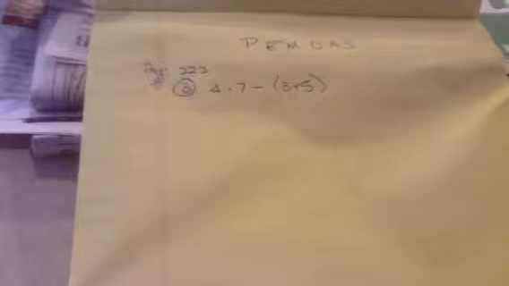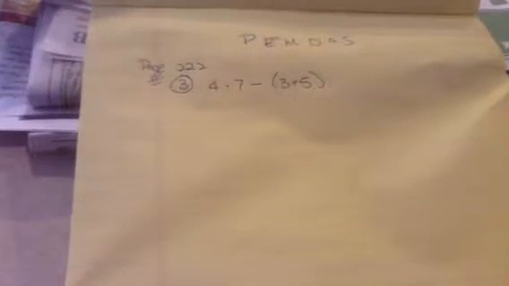The problem reads 4 times 7 minus 3 plus 5 in parentheses. So when I do this problem, the first thing I'm going to do is the 3 plus 5. And that's going to equal 8. And then I'm going to rewrite the problem down. 4 times 7 minus 8.